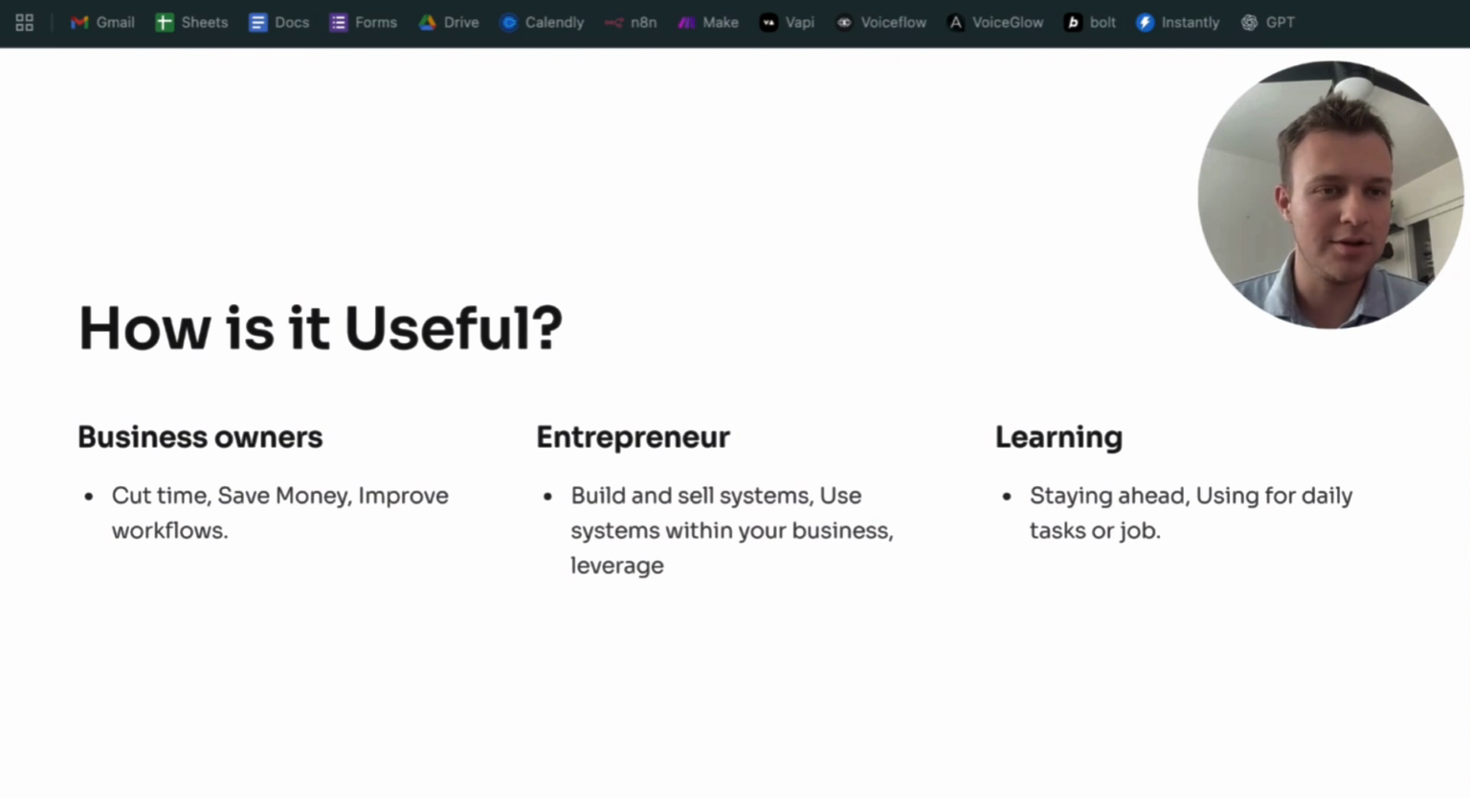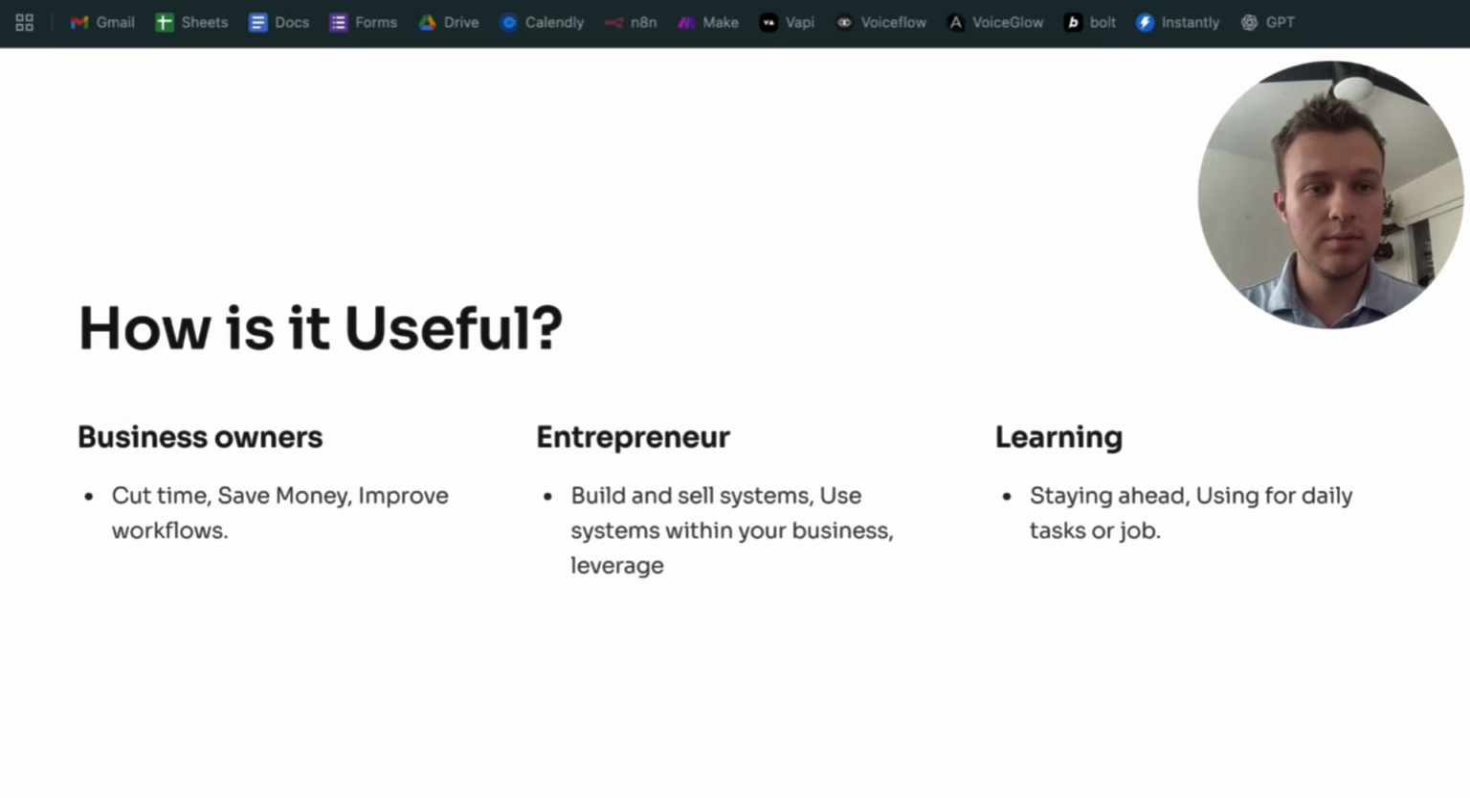It kind of gets thrown into everything that I'm talking about. But business owners are able to cut the time, save the money, improve workflows. Maybe you don't have to outsource and pay somebody an hourly wage or a yearly salary because you can just have an AI bot do it.